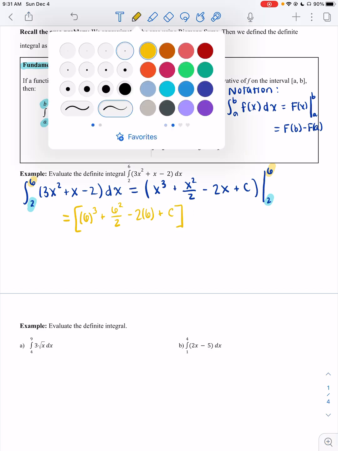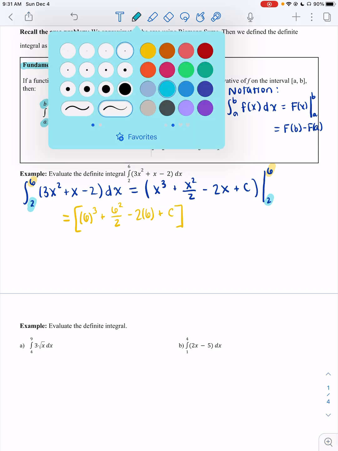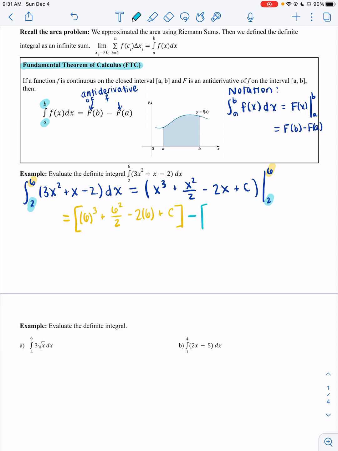And then I am going to subtract whatever I get when I plug in 2 to my function. So we plug in the upper bound minus plug in the lower bound. And that's coming from, again, this fundamental theorem of calculus up here, f of b minus f of a. Okay, so then we're going to do 2 cubed plus 2 squared over 2 minus 2 times 2 plus c.